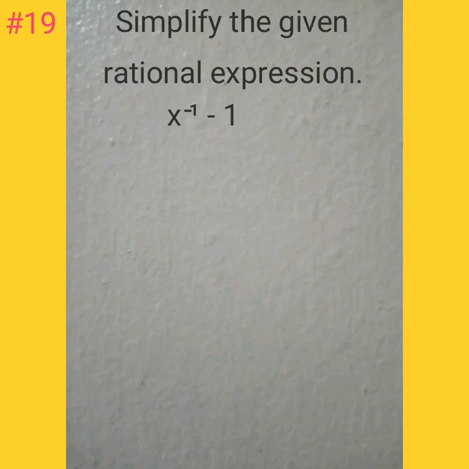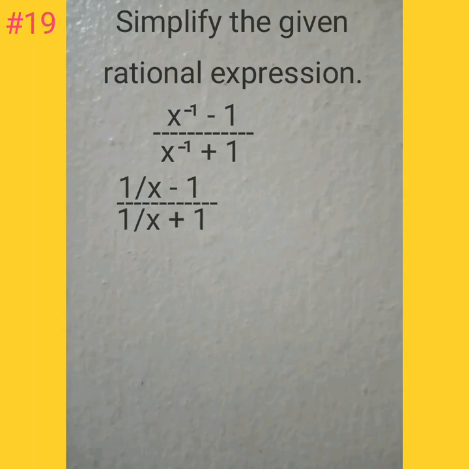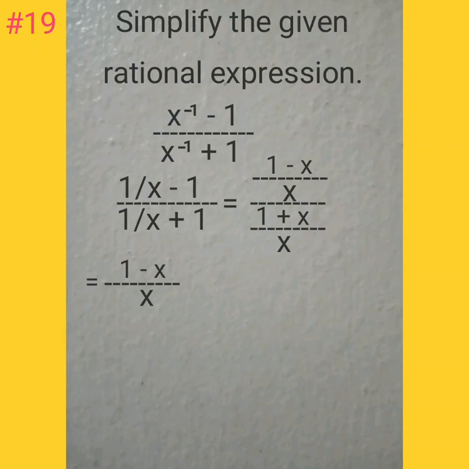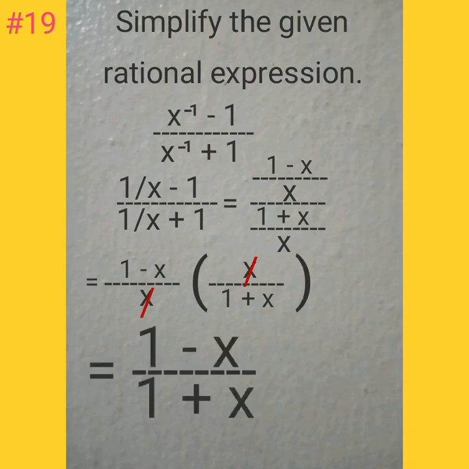Simplify (x to the negative 1 minus 1) all over (x to the negative 1 plus 1). x to the negative 1 minus 1 can be (1 over x) minus 1, while x to the negative 1 plus 1 can be (1 over x) plus 1. Since it is a complex fraction, we can multiply the numerator by the reciprocal of the denominator. That will be (1 - x) over x times the quantity of x over (1 + x). So the simplified form of (x to the negative 1 minus 1) all over (x to the negative 1 plus 1) is (1 - x) over (1 + x).